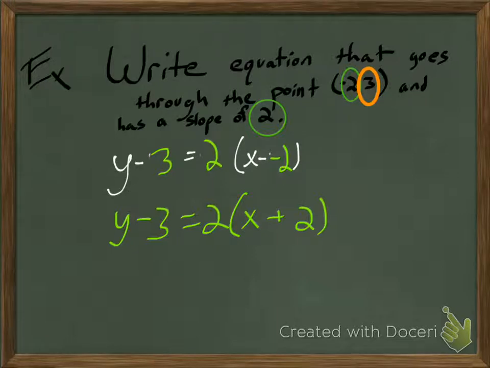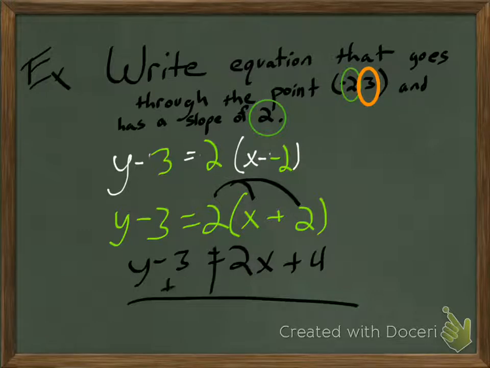And all you have to do is solve. So you're going to distribute the 2. So you get y minus 3 equals 2x plus 4. And then you're going to solve for y. So you're going to add 3 to both sides. Y equals 2x plus 7. And the reason why you would do this is because now we can graph it in our calculators. We also know what the slope is, and we now know what the y-intercept is. And that's the reason why you would do that.